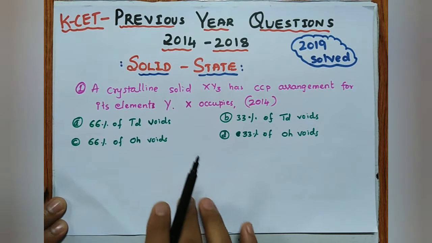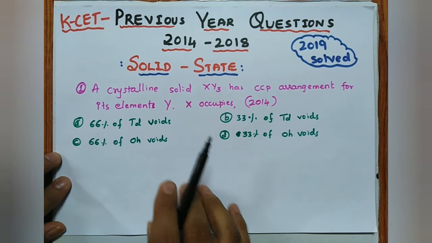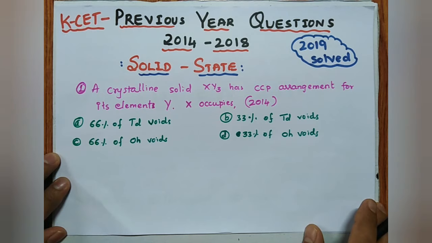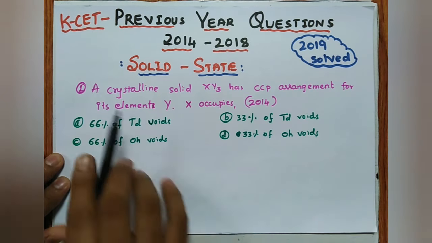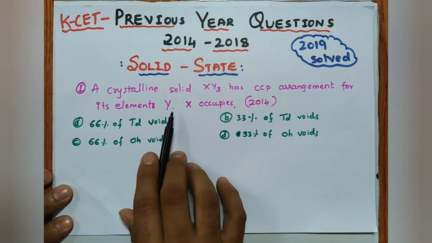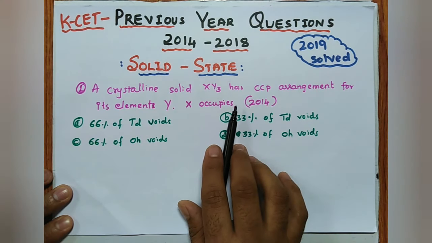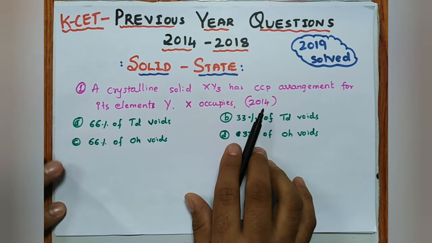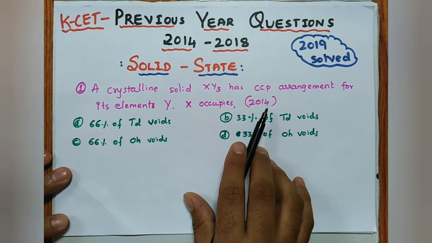First chapter is solid state. I hope you have read about solid state already. Then we start solving the questions. Yes, the first question is: a crystalline solid XY3 has CCP arrangement for its element Y. X occupies... This question was asked in 2014. So how to solve?